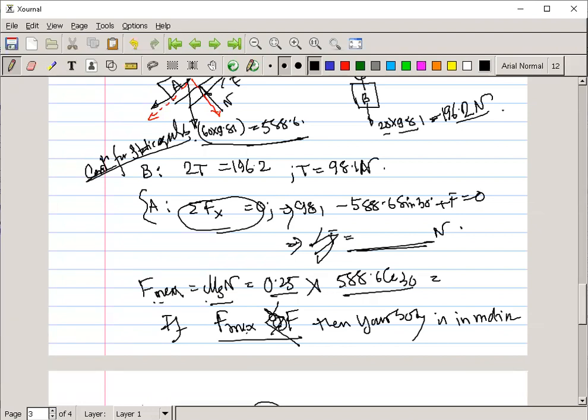0.25 into 588.6 cos 30. So it will give us 127.43, and this will give us how much? Let's see, 98.1 minus 588.6 times 0.6 plus f. So f is showing us 196.2. It means 196.2 is the higher value, so this condition is satisfied. It means your body is in motion. This is the first statement.